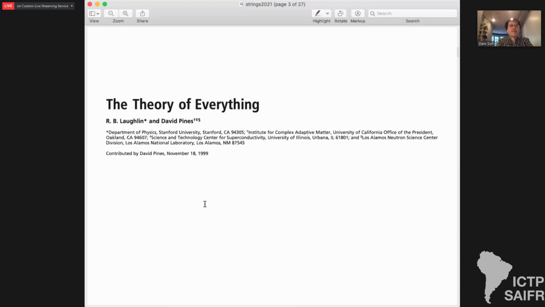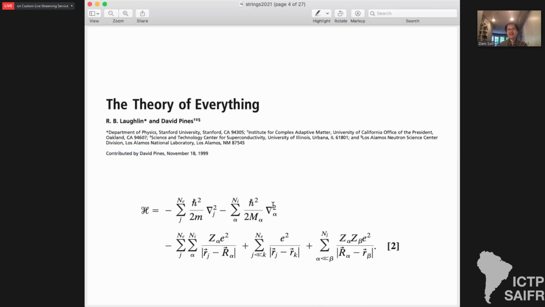Since it is a string theory conference, String 2021, it's good to start the talk by mentioning what unites all physicists. We are all searching for the theory of everything, including condensed matter physicists. In particular, here you see an article in PNAS in 1999 of Laughlin and David Pines on the theory of everything. And here is their version of the theory of everything from this article.